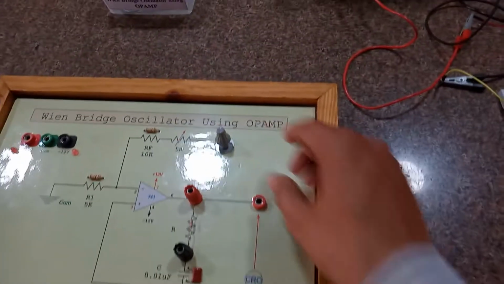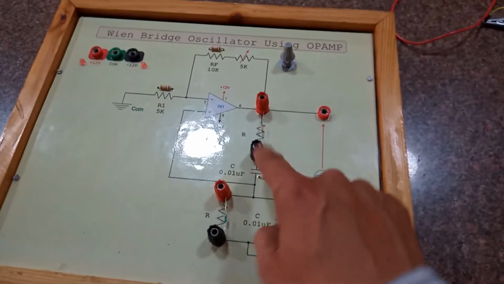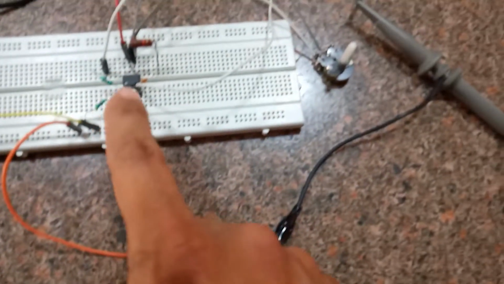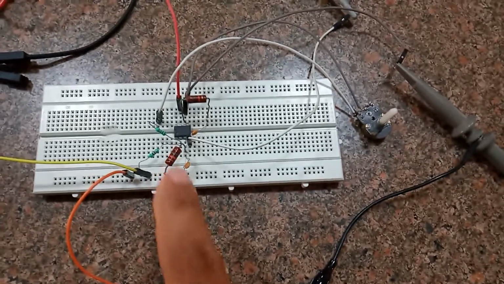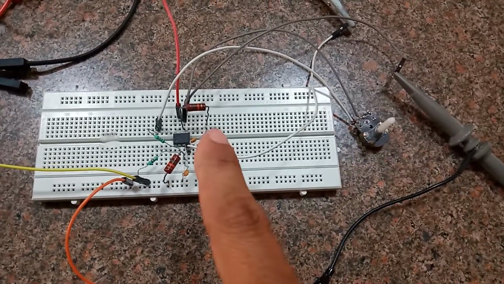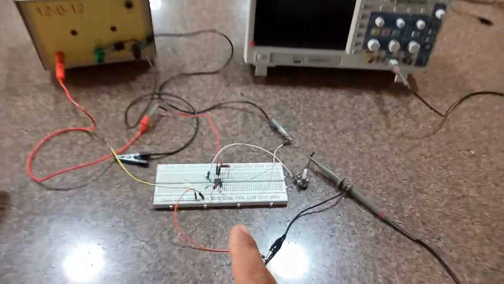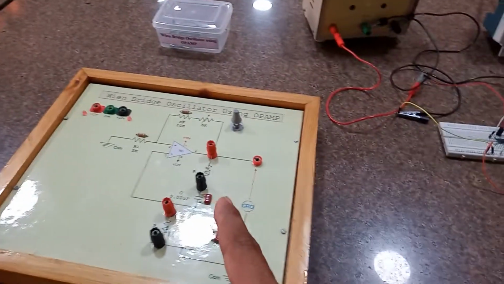Over here we have this pot and we have these resistances. These resistances are connected like this, you can see it, and a potentiometer is also connected to it. In the output we can see the CRO has been connected. So it is the same circuit that you have already seen on this board.